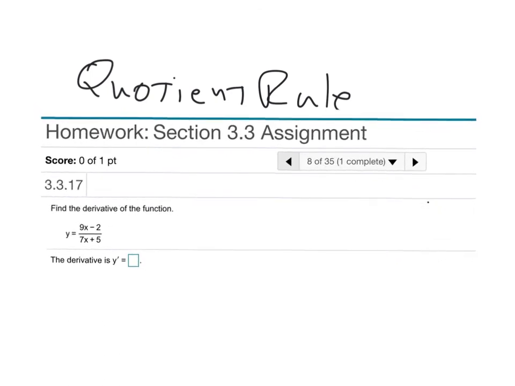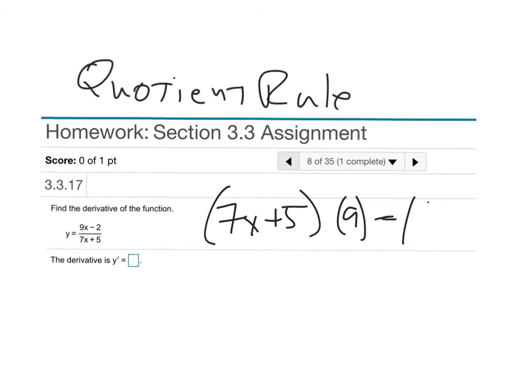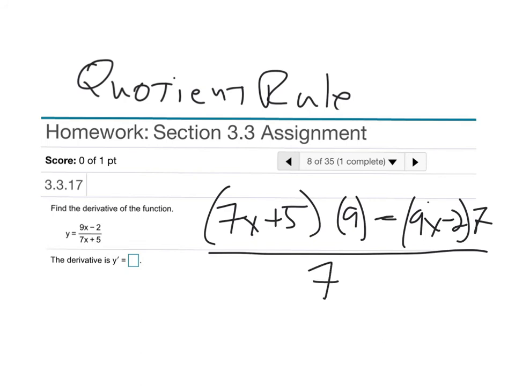So here's a quotient. I've got to find the derivative. The bottom function is 7x plus 5. Now I do the derivative of the numerator. The derivative of 9x minus 2 is just 9, right? That's the slope of that linear function. Or treat it as two separate power functions and use the power rule. So 9 minus the top, 9x minus 2, times the derivative of the bottom, which is just 7, all over the bottom squared.